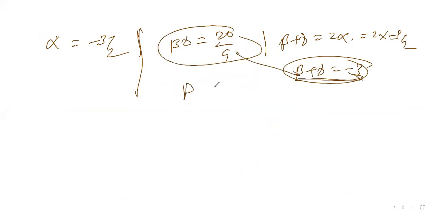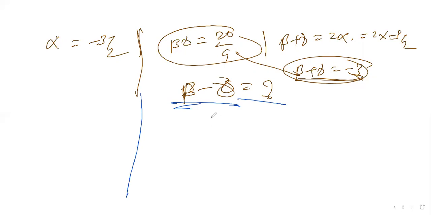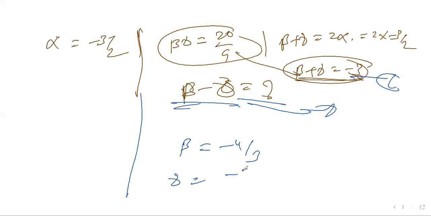Will you find beta minus gamma? Do the procedure and find beta minus gamma. After that, you can take equation 1 and equation 2, solve for beta and gamma, and you'll get beta and gamma answers. Minus 4 by 3 and minus 5 by 3, these are the answers.